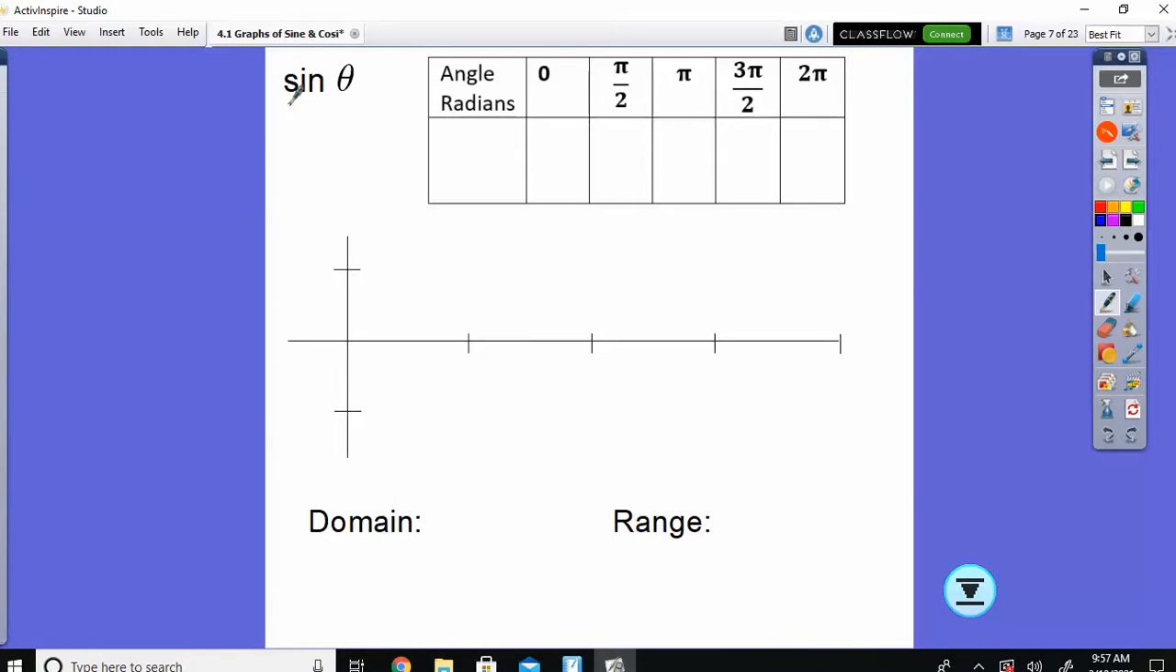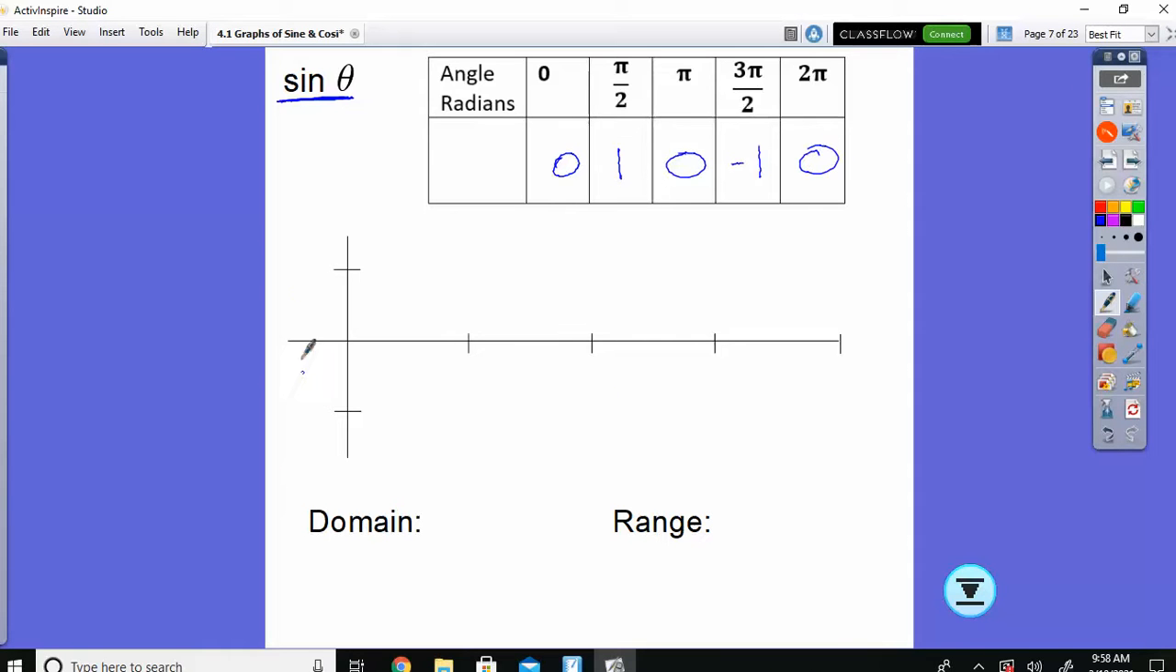So we are looking at sine of theta. What is the sine of 0? 0. Sine of pi over 2, that's like 90 degrees. 1. Sine of pi. 0. 3 pi over 2. -1. And 0. 2 pi is like 0 back to 0.